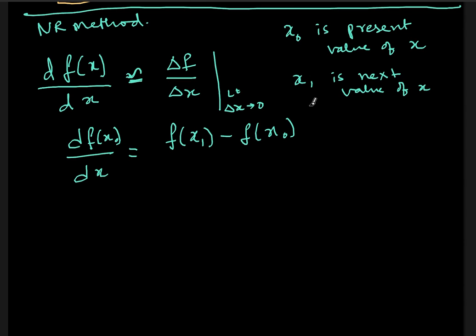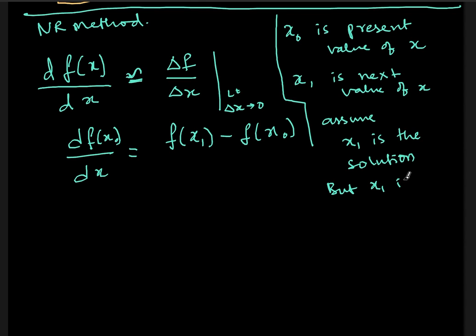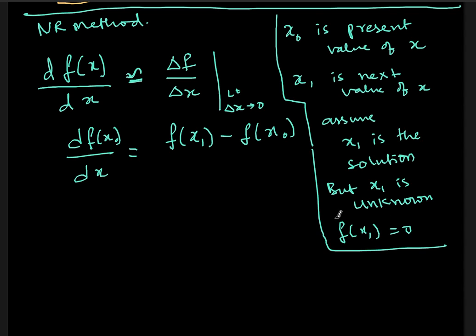Now assume that x1 itself is the solution, but x1 is unknown. That is what we want to find out. What is the meaning of x1 is the solution? That means f of x1 equal to 0. So this is known. This is a side point.